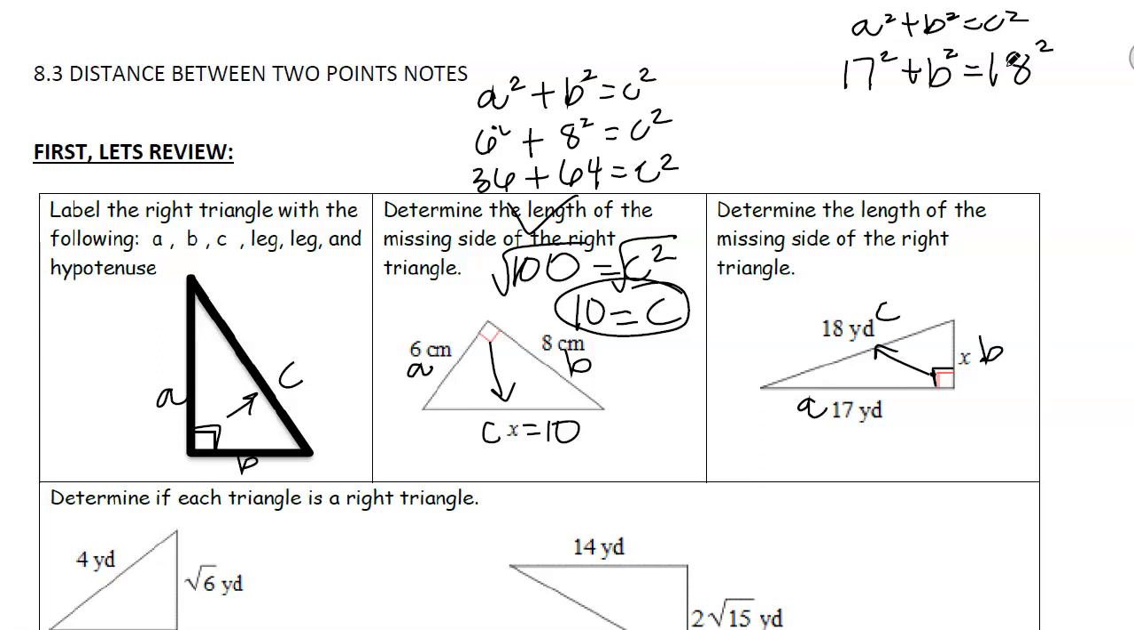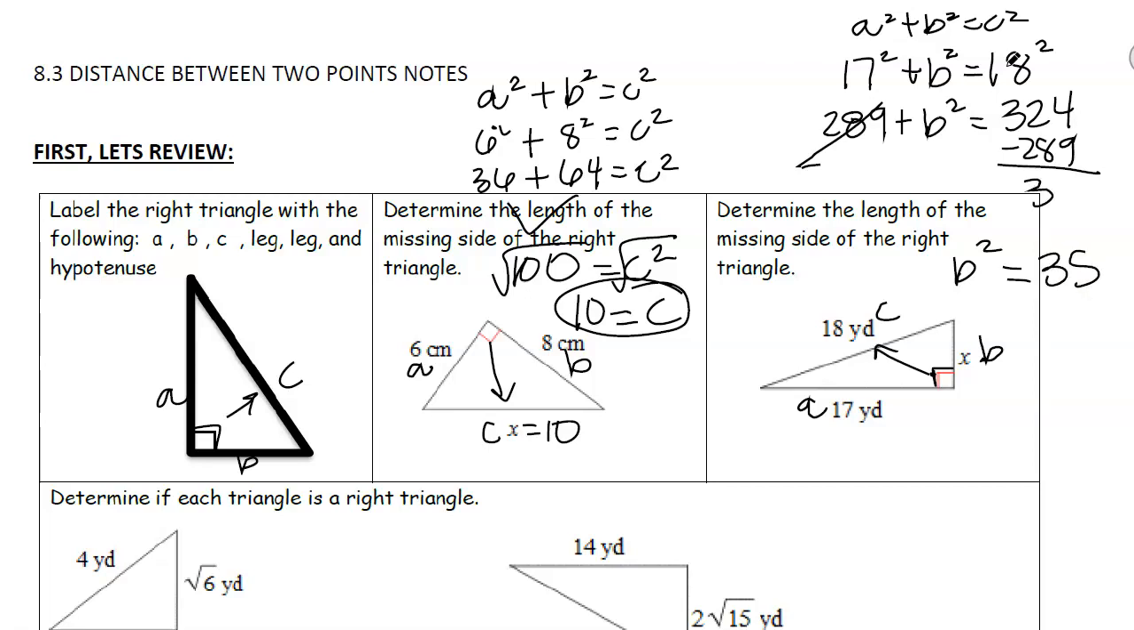Alright, so 17 squared. And again, you can put it on your calculator. That is 289 plus B squared, 18 squared, that's 324. So then you will subtract 289 because we're looking for B. So B squared, 324 minus 289 is 35. And then the last step is to square root. So square root of 35 is, so B equals 5.9.